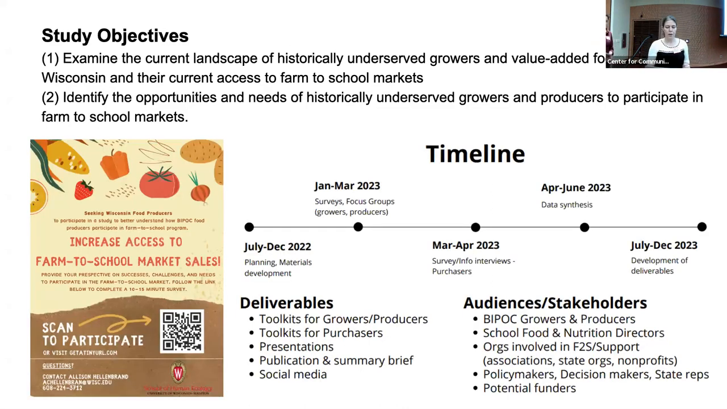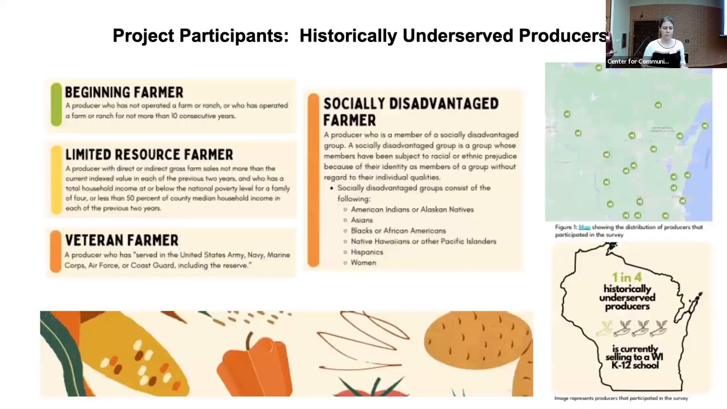We had two primary study objectives for this project: to examine the current landscape of historically underserved growers and value-added food producers in Wisconsin and their current access to farm to school markets, and then identify the opportunities and needs of these growers to participate in farm to school markets. We launched a statewide survey in February 2023. We also held 6 focus groups, overall gathering 38 survey responses and 21 focus group participants.